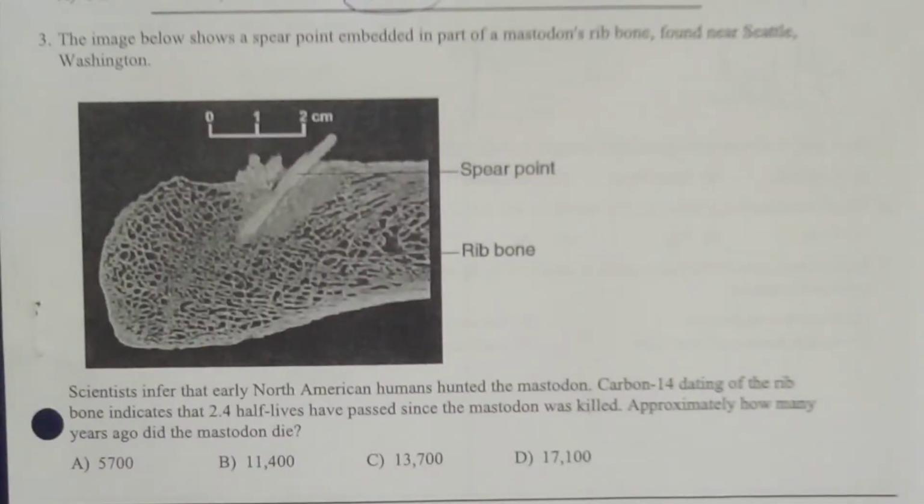Number 3. Scientists infer that early North American humans hunted the mastodon. Carbon-14 dating of the rib bone indicates that 2.4 half-lives have passed since the mastodon was killed. Approximately how many years ago did the mastodon die?